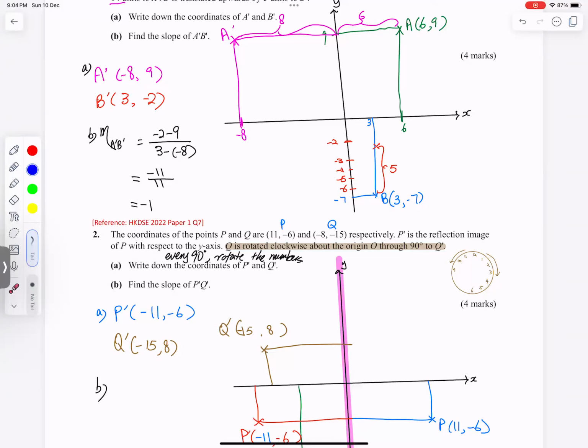14 over -4. Yeah, simplify it. You will click calculator. -7/2. Yep, that's correct.